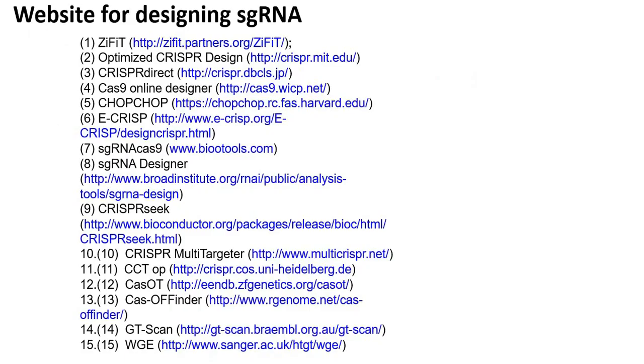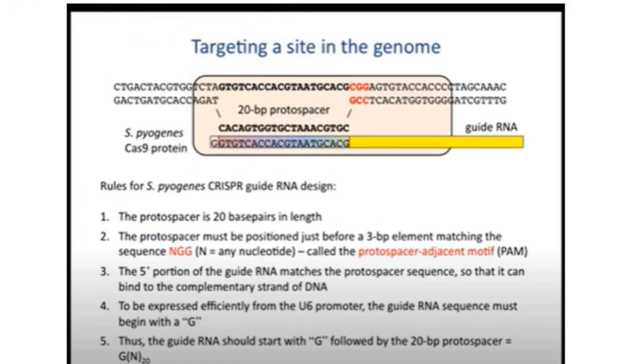There are many software tools by which you can design the gRNA. CHOPCHOP is very good, in my opinion, but you can use others as well. This is also good, the Broad Institute one. Like I said before, the protospacer adjacent motif, in most cases, is NGG. If the Cas9 is isolated from pyogenes, the protospacer length is 20 base pairs.